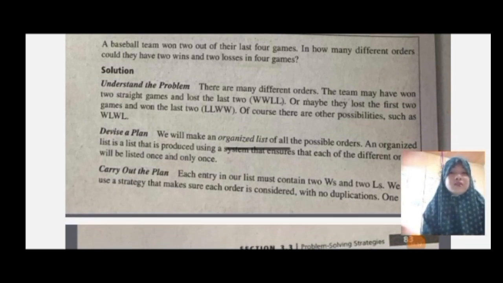And this is the solution. Understand the problem. There are many different orders. The team may have won 2 straight games and lost the last 2. So, as you can see in the parentheses, it is 2 wins and 2 losses. Or maybe they lost the first 2 games and won the last 2. In the parentheses, 2 losses and 2 wins. Of course, there are other possibilities such as win-loss, win-loss.